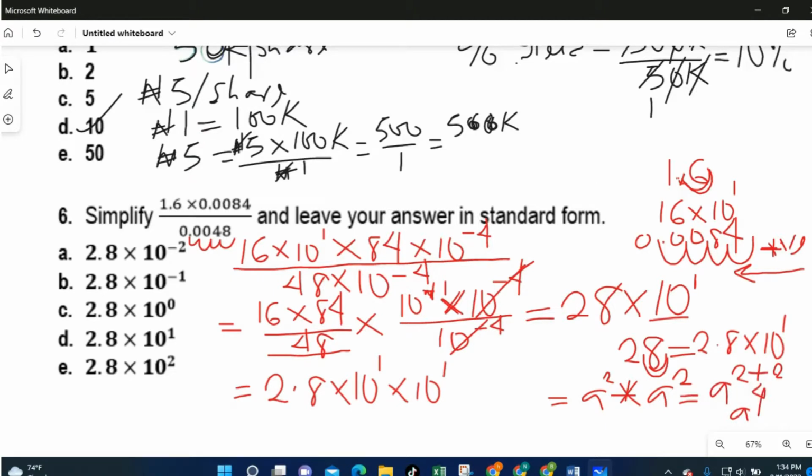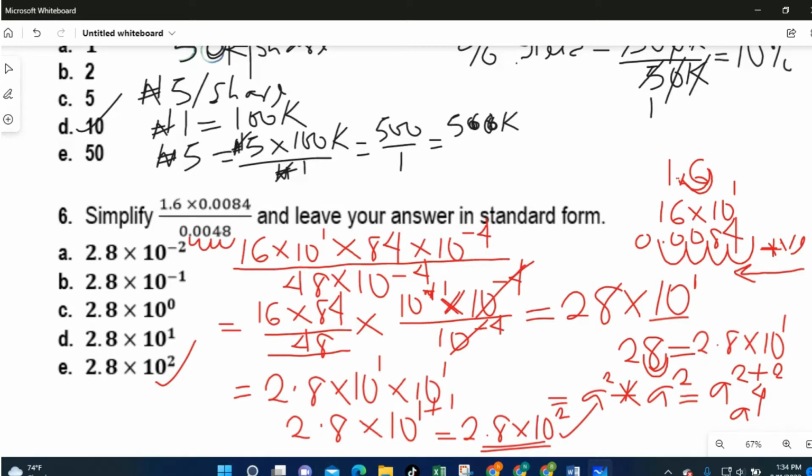That will give us a raised to power 4. So if we apply that here, we're going to have 2.8 times 10 raised to power 1 plus 1. So our final solution will be 2.8 times 10 raised to power 2. So as you can see, you will find that the solution is right, and our correct option is option E.